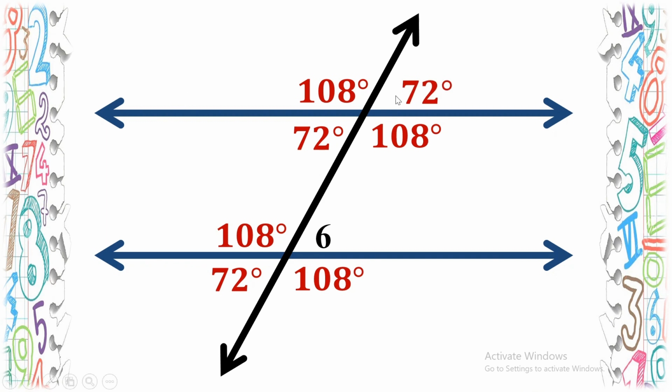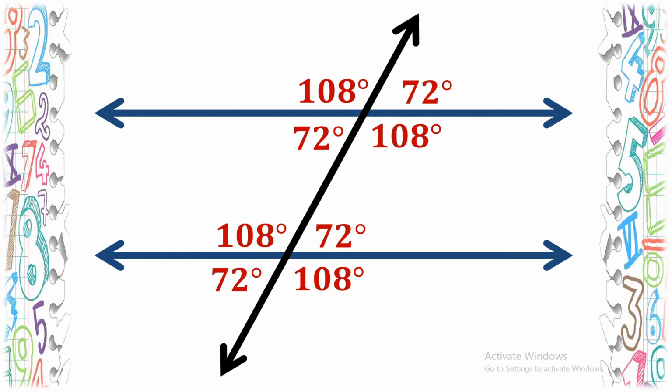And take note, this angle is vertical to this angle. Therefore, they have the same measurement. Same is true with these two angles. And it also follows that this angle, angle 6, measures 72 degrees because this angle is corresponding to this angle which measures 72 degrees. So those are the different kinds of angle pairs formed by parallel lines cut by a transversal.